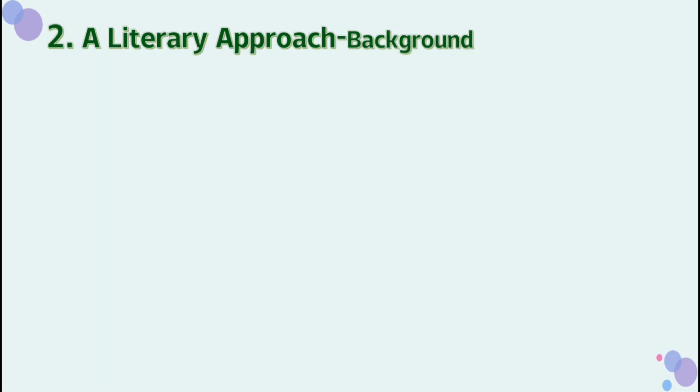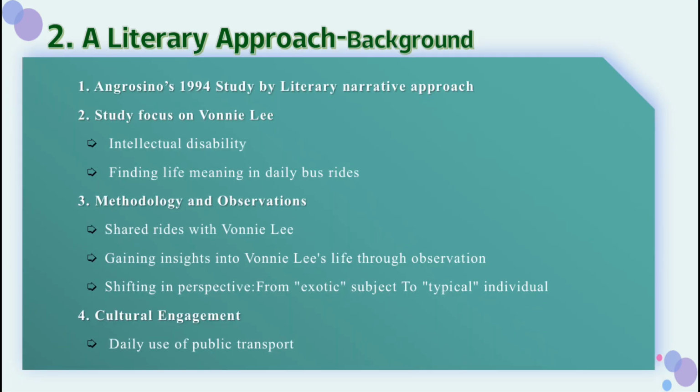2. A literary approach. In this background segment, the author introduces a qualitative study by Ambrosino that employs a literary narrative approach. The study focuses on Wonnie Lee, an individual with intellectual disability, who finds life meaning from his daily birthright. Through shared rights and observations, Ambrosino gains insights into Wonnie Lee's life, shifting his perspective from seeing Wonnie Lee as an exotic subject to recognizing him as a typical individual engaging with everyday cultural elements like public transportation to fulfill his needs.